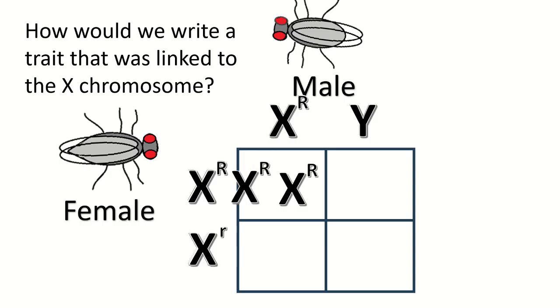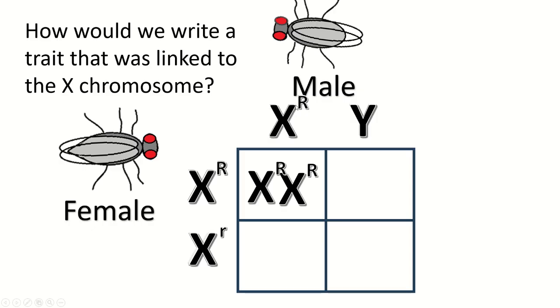We're looking here at a male who has red eyes and a female with red eyes, but the female carries the white-eyed trait. Notice that the male can't carry it. It either has it or doesn't for an X-linked trait. X-linked meaning it's linked to the X chromosome.